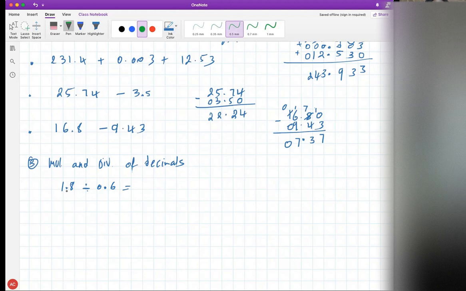So very simple. When you have something like this, basically just move that decimal. Get rid of it. If you move the decimal here, this turns into what? 18. That's right. We move this once. We move this one once as well. This turns into 6. Turn them into whole numbers. So then it's 18 divided by 6, which is 3.